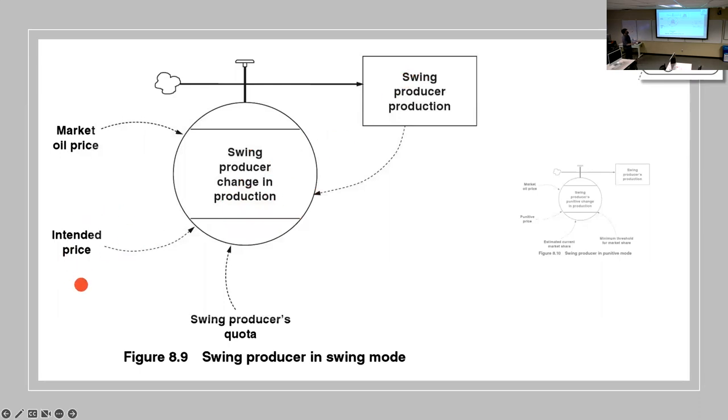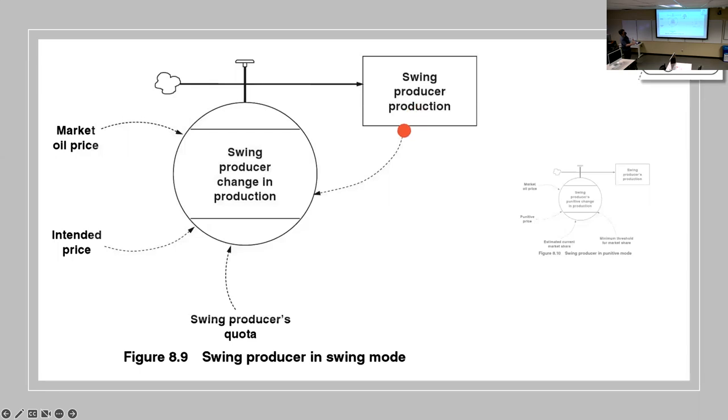Well, the quota-setting group is going to pass in an intended price, and the market oil price is going in here. If there's a difference between those two, that's going to affect whether the swing producer is going to produce more or less. The swing producer has a quota, and that quota is what this gets modulated around. If the oil price is greater than the intended price, then the swing producer needs to produce less. If the oil price is less than the intended price, then the swing producer needs to produce more. So the sign of this modulates how much above or below the quota they go, and that's what normally goes on, which helps swing producer production go up and down.